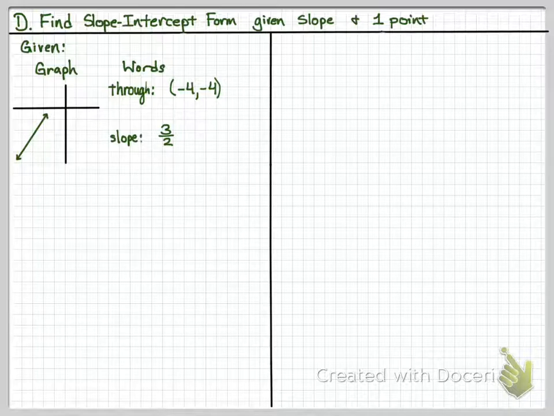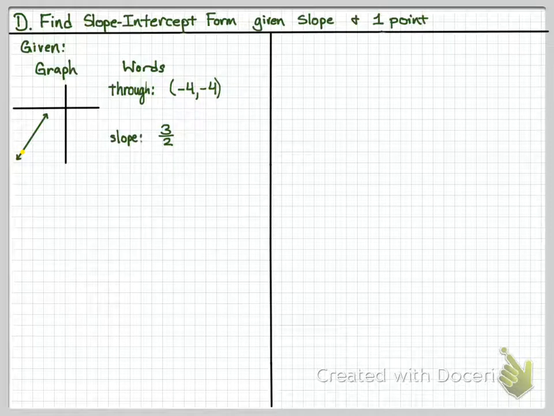What we have here already in front of us is the graph of the linear function, as well as the words of the linear function. So you may get both, but most likely you're going to get one or the other. So the question is, how do you change that graph into the equation, or how do you change the words into the equation? Okay, so let's take a look at what we have.